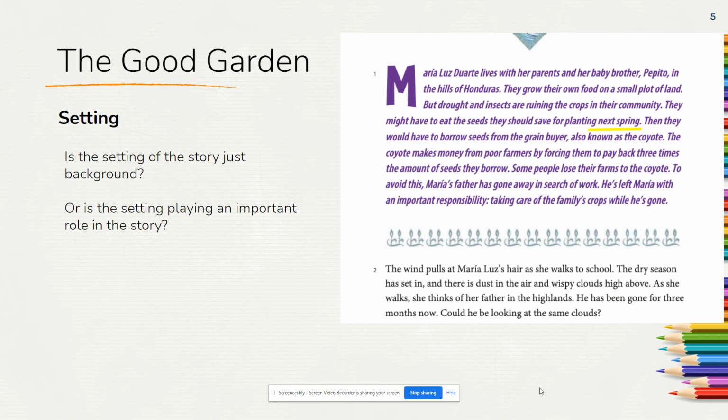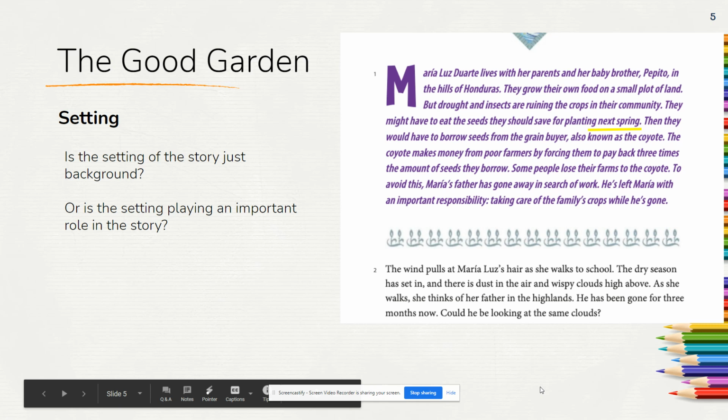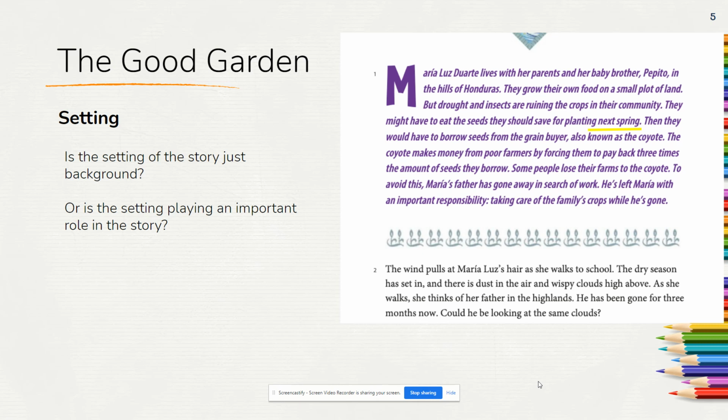Maria Luz Duarte lives with her parents and her baby brother, Pepito, in the hills of Honduras. They grow their own food on a small plot of land, but drought and insects are ruining the crops in their community. They might have to eat the seeds they should save for planting next spring. Then they would have to borrow the seeds from the grain buyer, also known as the coyote.